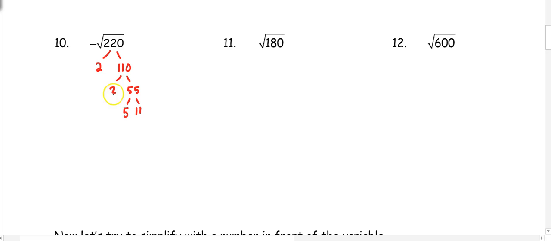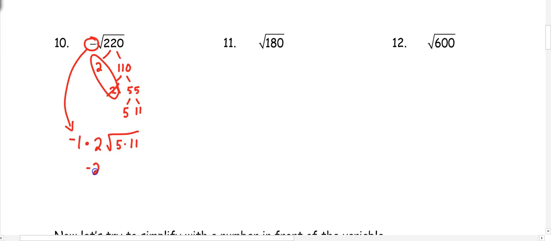So now that I'm at my prime factorization, I have a pair of 2's and a 5 and an 11 left over. Also notice there's that negative. So the negative has to come out front as a -1 times our pair of 2's. Underneath the radical, we have a 5 and an 11 left over. So in this case, we would have -2 root 55.